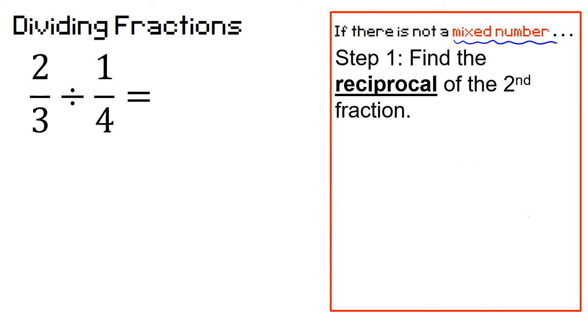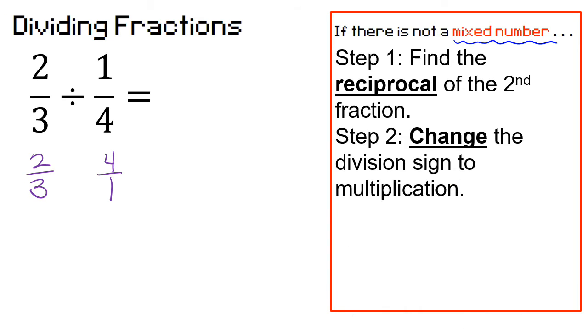And so here's our steps. First step is we're going to go ahead and find the reciprocal of our second fraction. And so let's go ahead and rewrite our equation. 2/3. And then the reciprocal of 1/4 is 4/1. Now we need to change our division sign to multiplication.